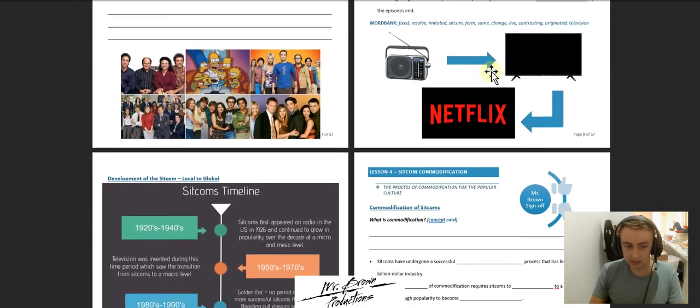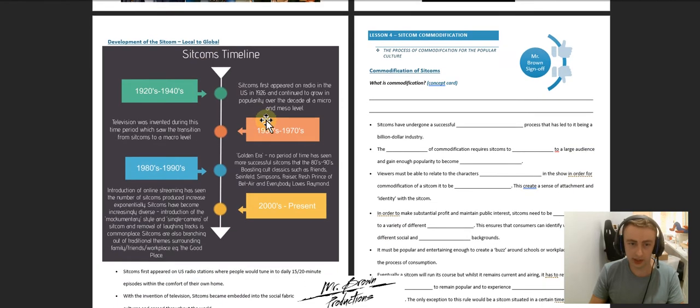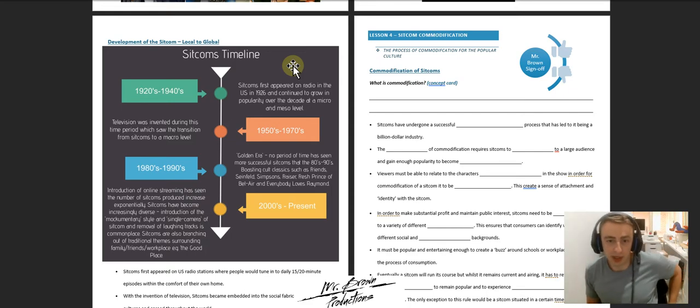After you've done that activity, moving on to the second part. I've created this very aesthetic timeline for you, which is a handy reference point. This is looking at the development of a sitcom from a local to global level in a lot more detail. So we can see here that around the 1920s and 1940s, when sitcoms first started to appear on the radio in the US in the 20s, they continued to grow in popularity over a period of 20 years. However, it really stayed at a very micro meso level. Again, I think it was limited by technology's capabilities to get it to a global level at that point in time. But it started to become really popular.